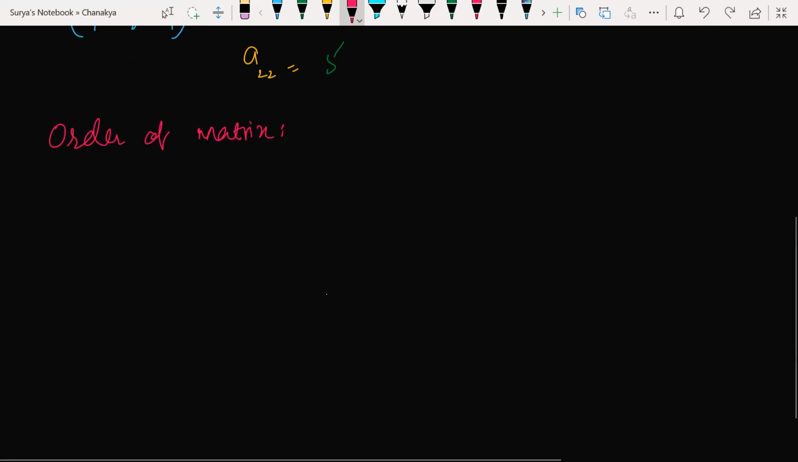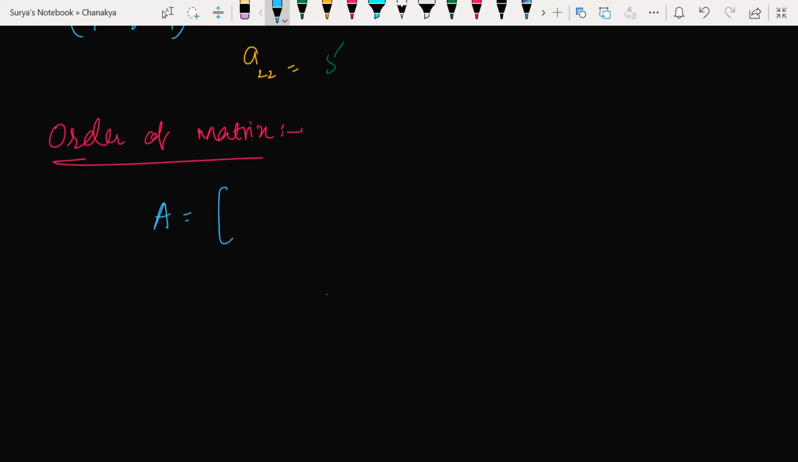Order of matrix is nothing but, look at this here. Suppose I have a matrix called A, which is 1, 2, 3, 4. What is the order of this matrix? Order of matrix is nothing but how many rows and columns I have in this particular matrix. How many rows? 2 rows, 2 columns, sir. So I denote this as a 2 by 2 matrix.